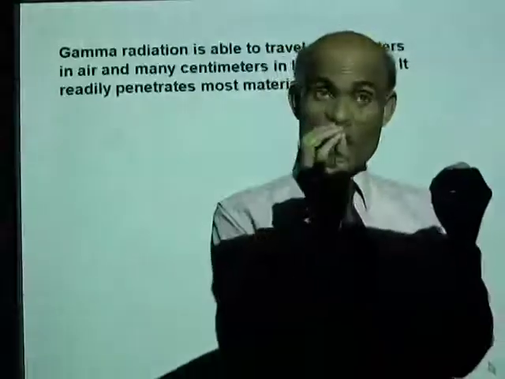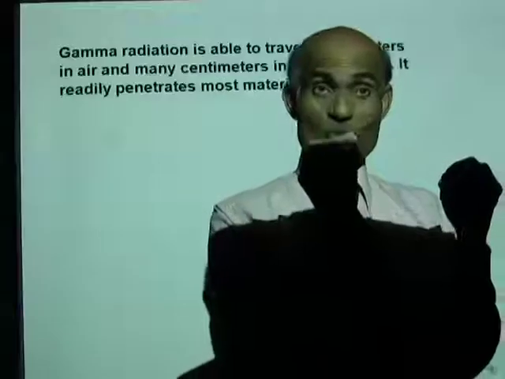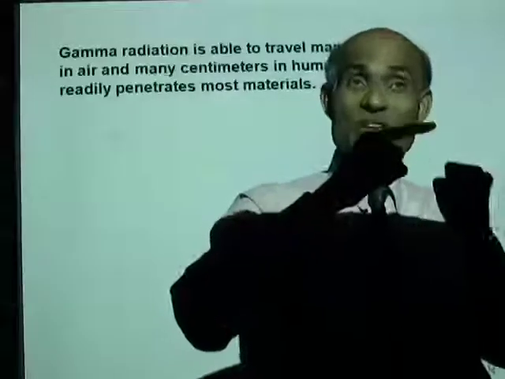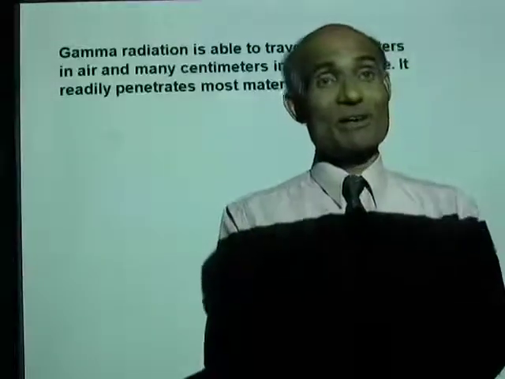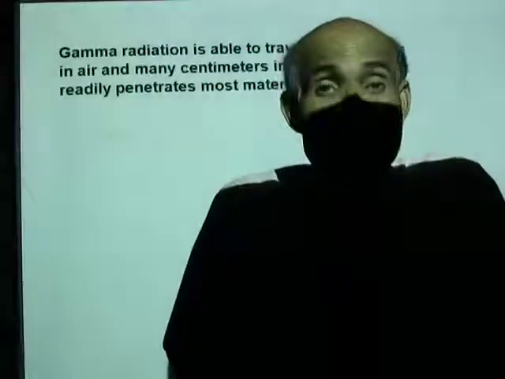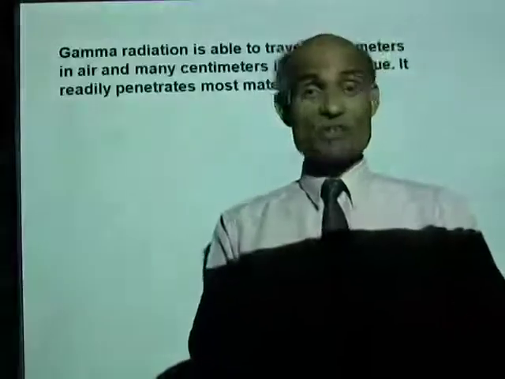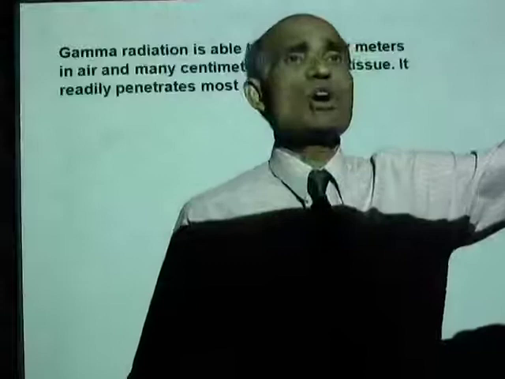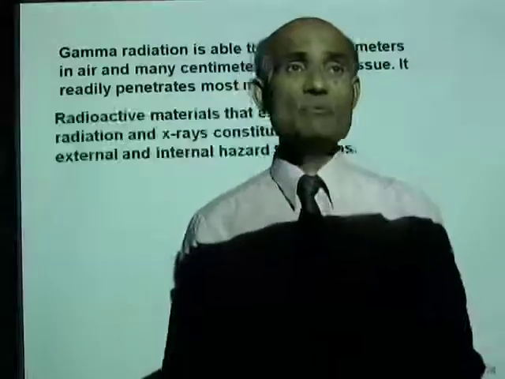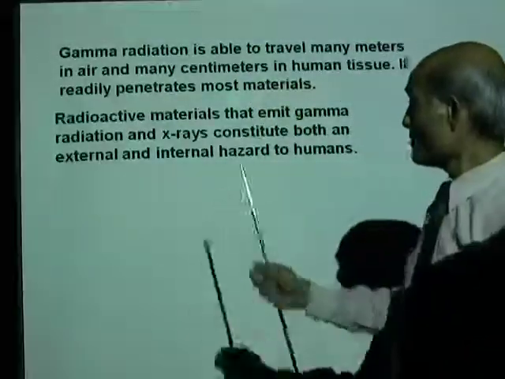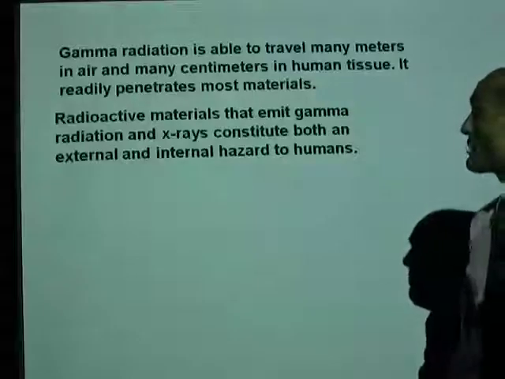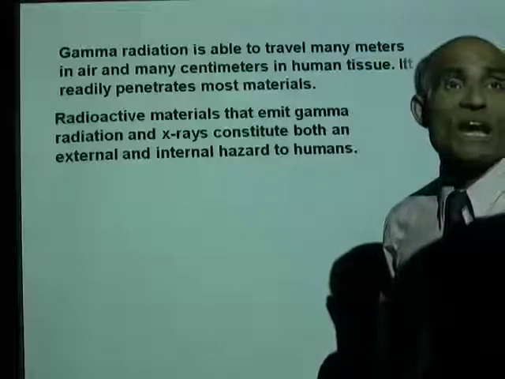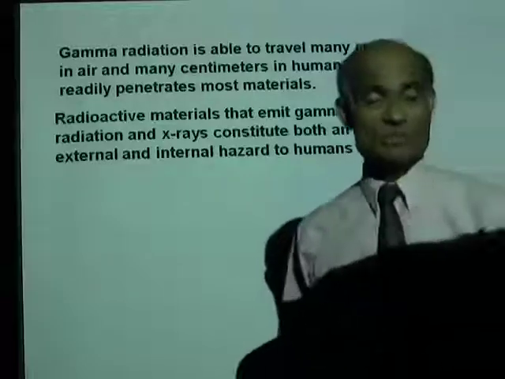Beta radiations are very small particles. That means they will not be stopped as readily as alpha particles are. But gamma radiations are very high energy electromagnetic radiations. They can go right through air for a long distance. Now, radioactive materials that emit gamma radiations and X-rays constitute both external and internal hazard to humans.